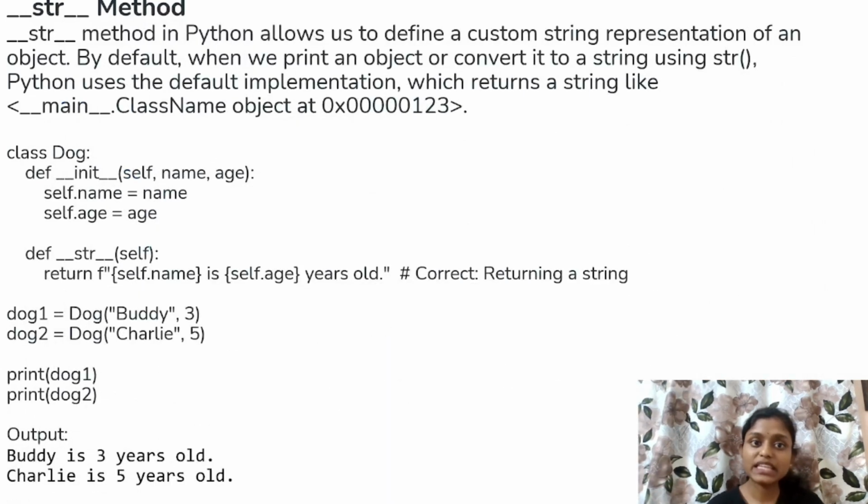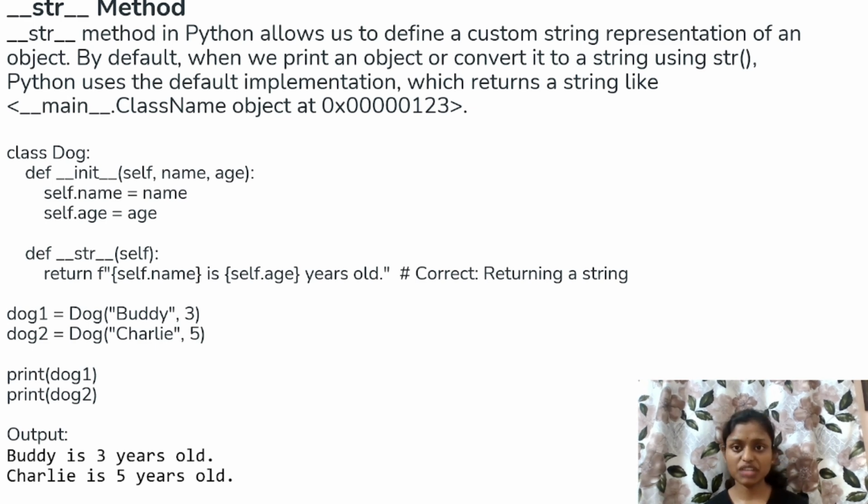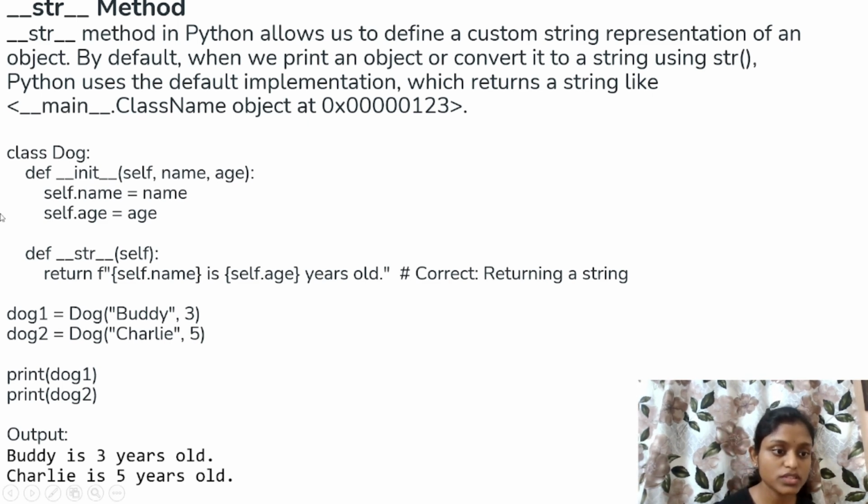The string method in Python allows us to define a custom string representation of an object. By default, when we print an object or convert it to string using the string parenthesis, Python uses the default implementation, which returns a string like this. And if you see this, here I also initialized the class keyword with the name Dog, and I initialized the constructor method as usual before.